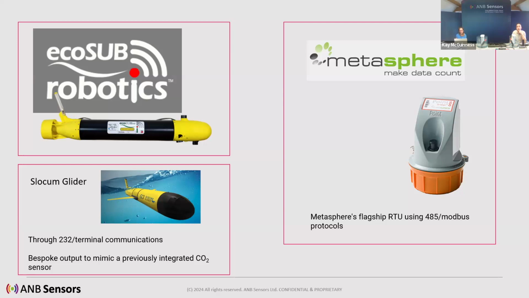Metasphere, another 485 Modbus protocol, and we also now have data outputs for a slope and glider on the current release firmware version 9, which mimics the output of a previously integrated CO2 sensor. And then instead of producing CO2, we output pH. So this makes it really easy to integrate it onto slope and gliders now.